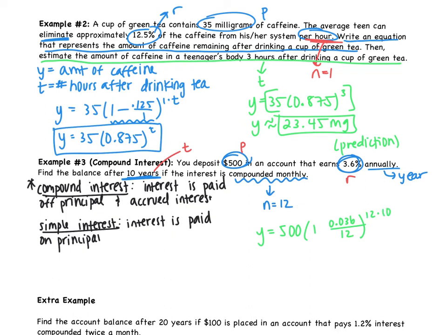Now we have to determine, are we going to be adding or are we going to be subtracting? Well, is our money growing or shrinking? If we're being paid interest, not only do we have that $500, we have the interest that we're being paid as well. So our money is growing.